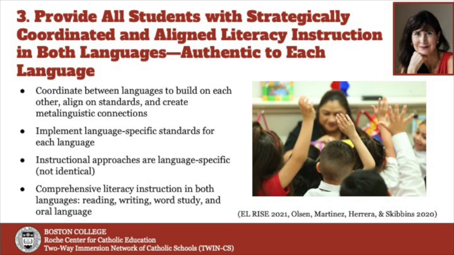Third practice, we've spoken about it mostly in this course, while the first two practices were covered mostly in the first course. We provide all students with strategically coordinated and aligned literacy instruction in both languages, authentic to each. This is pointing toward our emphasis during instruction to know what language we're going to be teaching. So what is the language objective depending on the languages we're teaching, and also what are the metalinguistic objectives during that lesson.